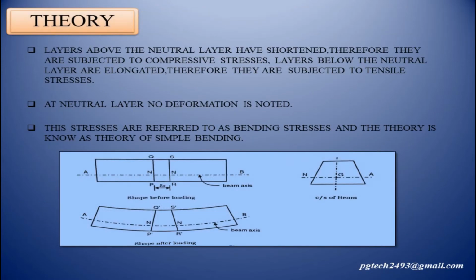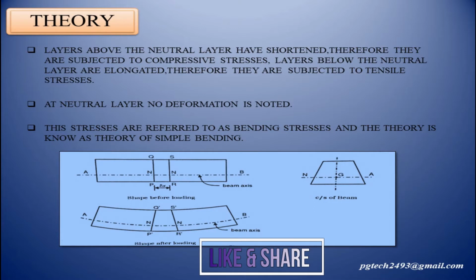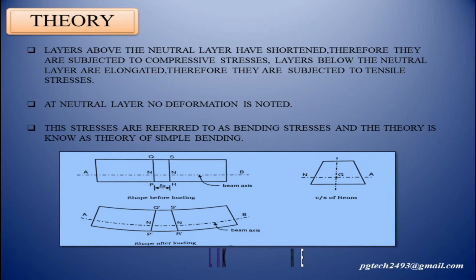Let us discuss the theory of simple bending. Consider a beam having symmetrical cross sections as shown and subjected to loads resulting in simple bending. The beam axis AB passes through the centroid along the length of the beam. Consider a small element of the beam between two planes PQ and RS perpendicular to the beam axis and delta x apart.